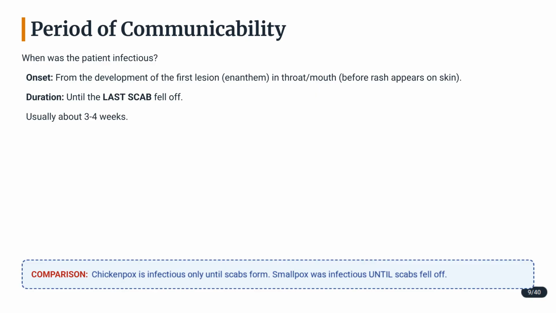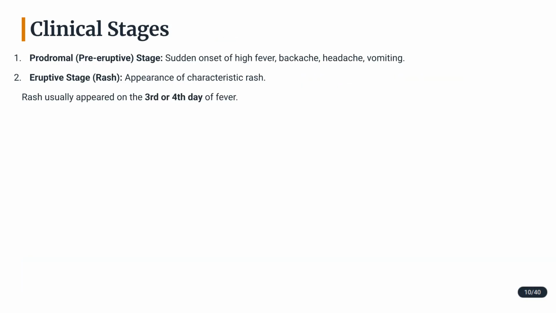Clinical stages included the prodromal stage with sudden high fever, backache, and headache. This was followed by the eruptive stage, where the characteristic rash appeared, typically on the 3rd or 4th day of fever. Let's review some basics. The causative agent is the variola virus. There is no animal reservoir. Only humans are affected. The average incubation period is 12 days, and variola major is the most severe form.